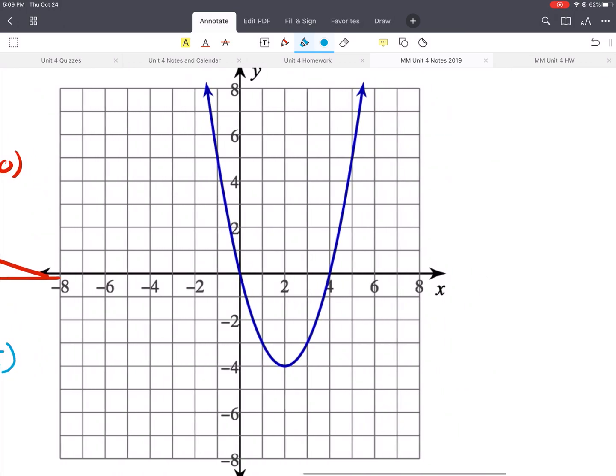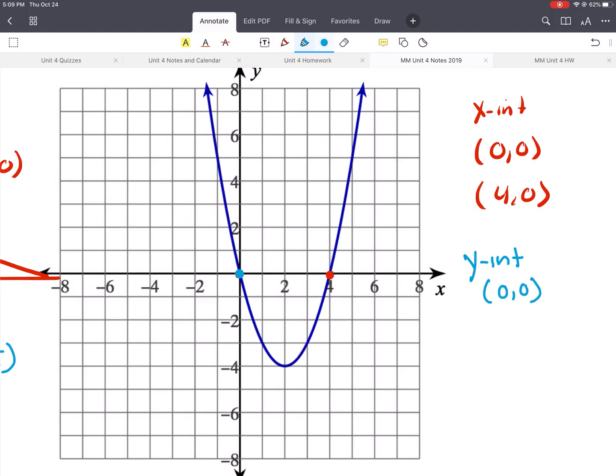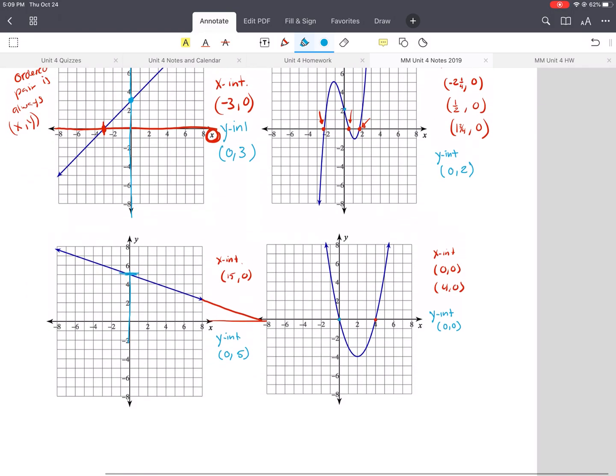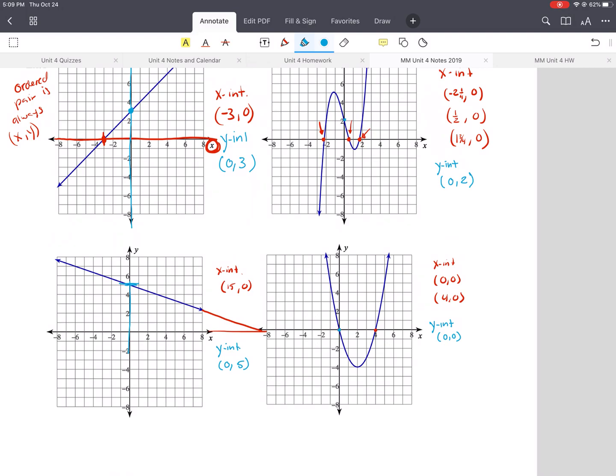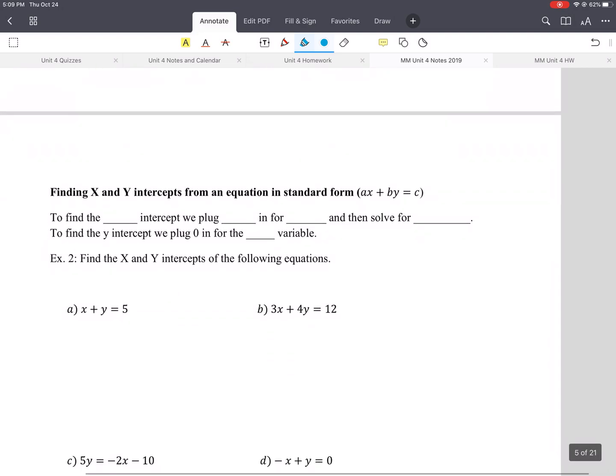Next we have another graph. This one crosses the x-axis twice, here and here. So our x-intercepts are going to be, it looks like, 0, 0 and 4, 0. And then for our y-intercept, it's the same point as one of the x-intercepts, and that's just fine: 0, 0. So those are x-intercepts and y-intercepts from graphs. All right, let's keep going.